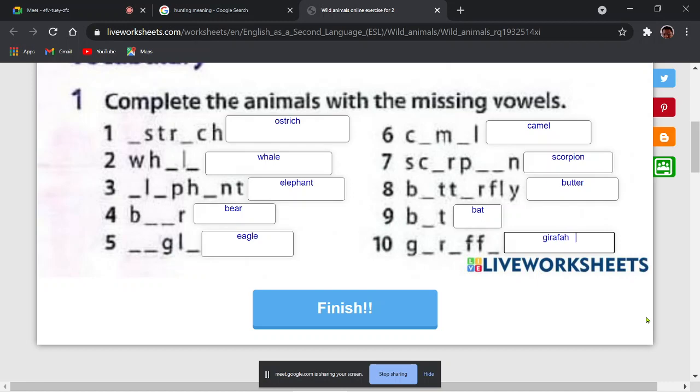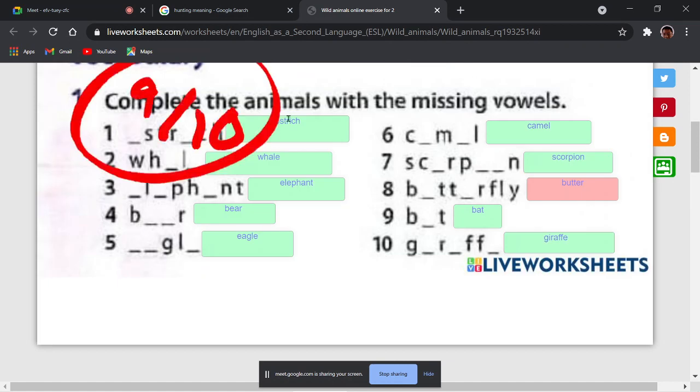Is it correct? No. Giraffe. Giraffe. Okay. G-I-R-A-F-F-E. Go. And then you click finish, you check.